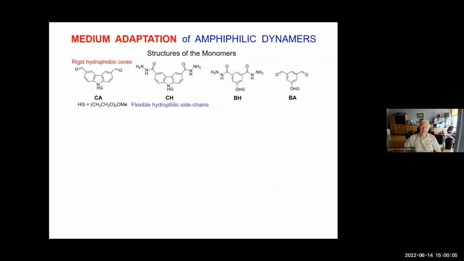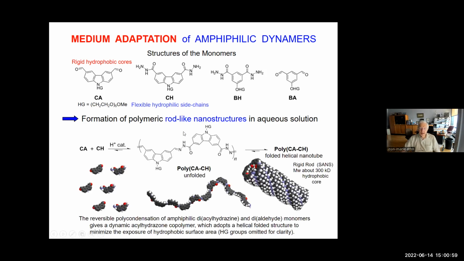Now, let's see the adaptation to the medium. This is quite a striking example. We start with carbazole, with a long chain on the nitrogen here and 2 aldehydes. The core of carbazole is very hydrophobic. The compound has a chain of hexaglyme here, so it is water soluble despite the fact that it is hydrophobic. Now you take another component, which is complementary, which has NH2 groups at the end, and you mix the two. Then you get a polymer, this polyacylhydrazone, which results from the condensation of that NH2 with that CO.